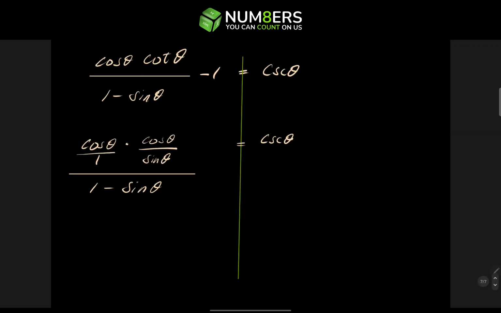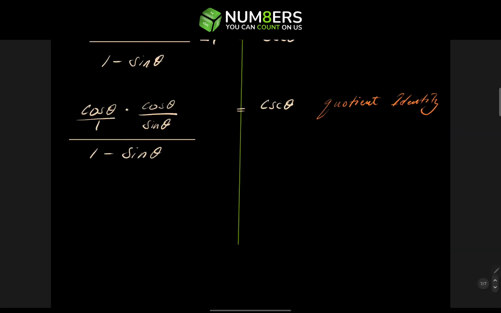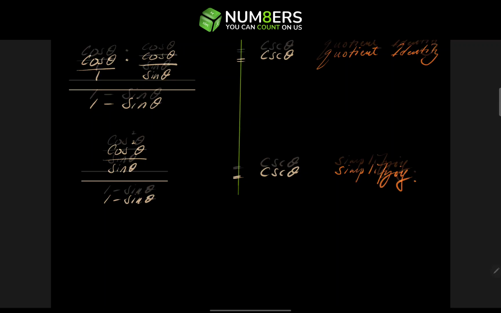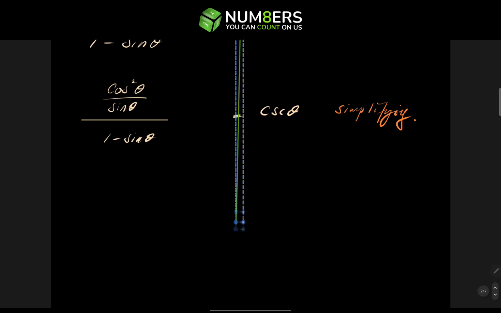And let's not forget what we used. We used the quotient identity. So let's write that down. Quotient identity for this first step. Now for the second step, cosine times cosine is just cosine squared. So write cosine squared theta over sine theta all over 1 minus sine theta is equal to cosecant theta. Here what we did was we just simplified. Cosine theta times cosine theta is cosine squared theta, so we simplified it. We write simplifying.